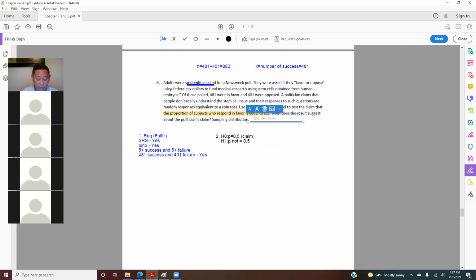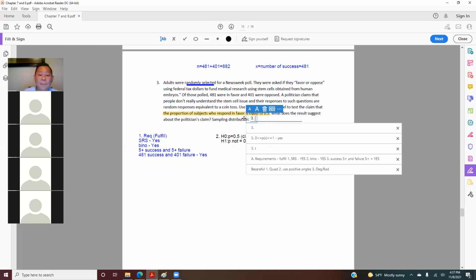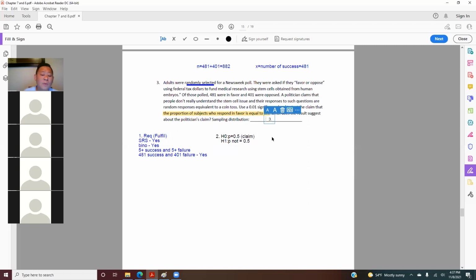The third one that we have in this case is your sampling distribution. Can someone tell me, is this sampling distribution a Z or a T? Z or T? Anyone? Z or T? Z. Why is it Z in this case, Suli?